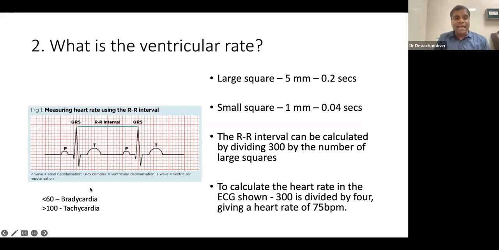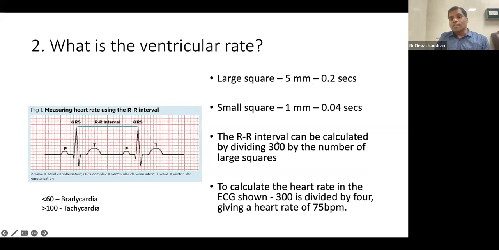It's basically, as I mentioned before, 300 divided by the number of large squares between the 2 R waves, also called the RR interval. In this example, there are 1, 2, 3, 4 large squares. So 300 divided by 4 large squares is 75 beats per minute. A large square is the square that comprises 5 small squares. The little ones, if you add 5 of them, you see it's demarcated in a thick line. That is the large square. The smaller square is the square inside the large square.